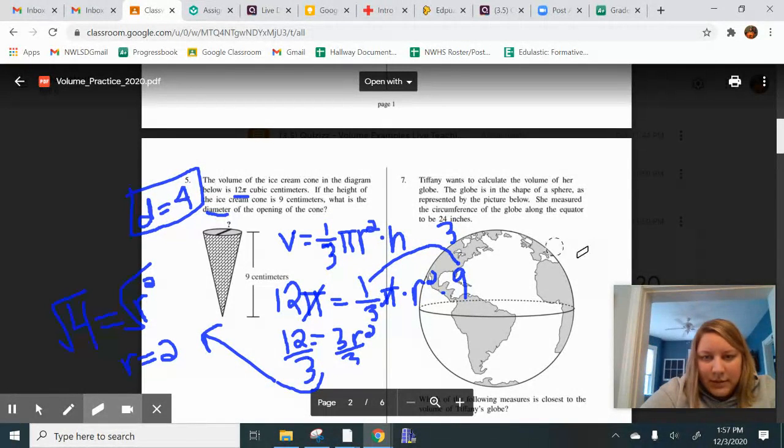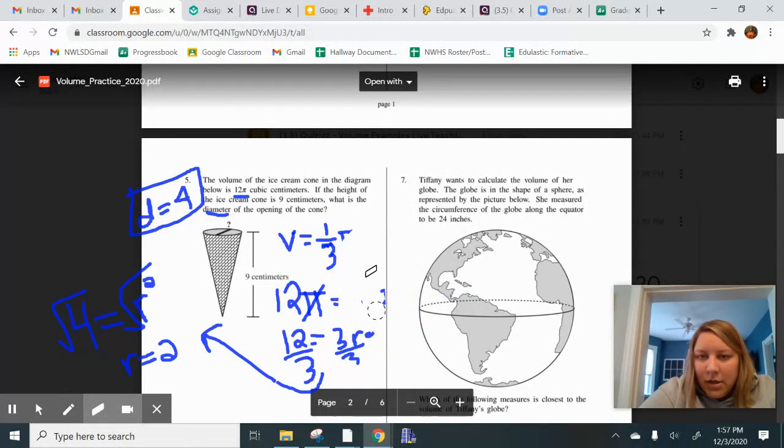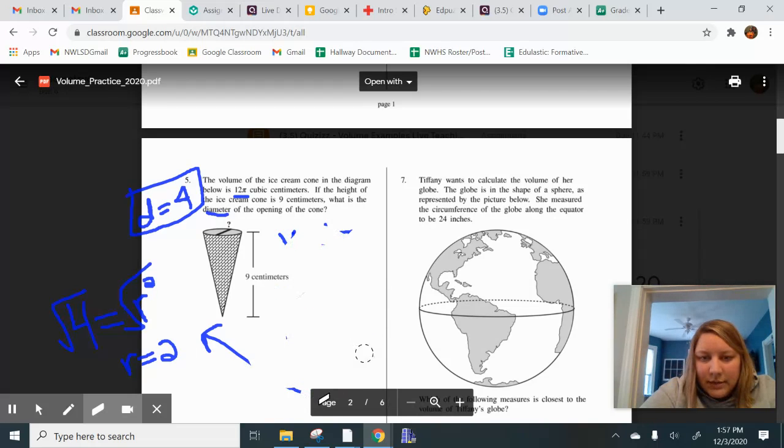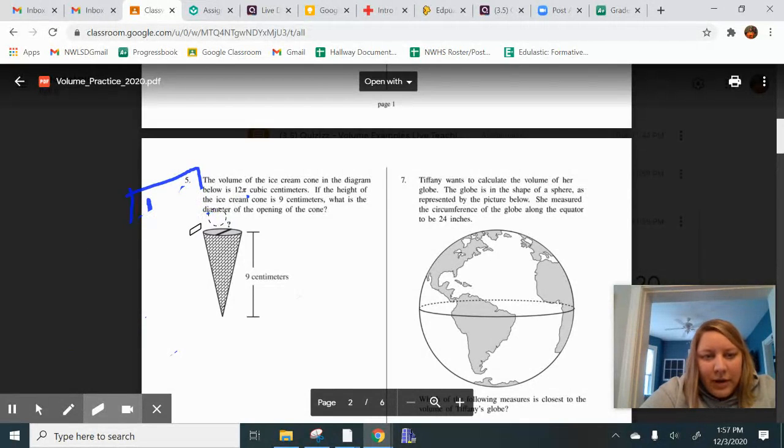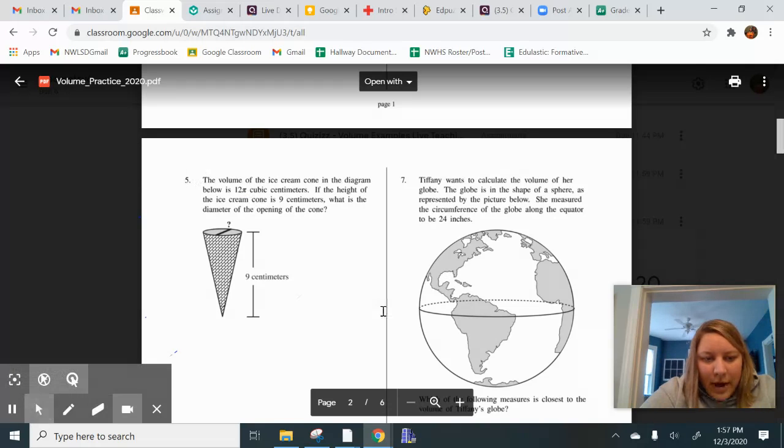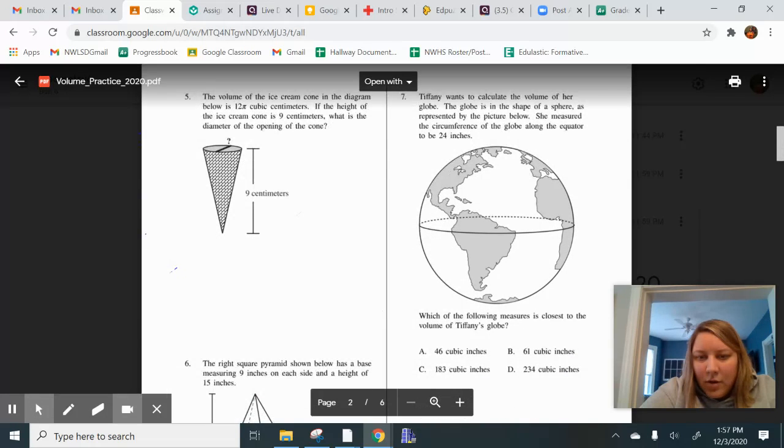For number 7, you have a globe. They give you the circumference. The circumference is 24 inches. So you have to figure out what the radius is to find the volume. I believe that's what they're asking here. Yeah, they're asking what is the measure closest to the volume.